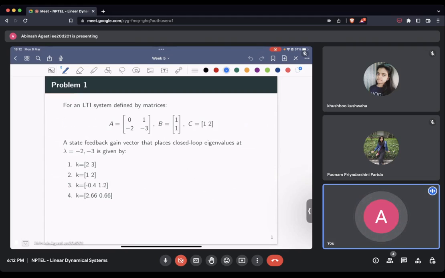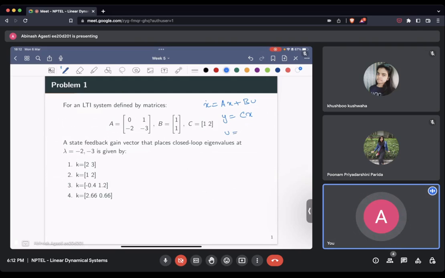So for today, the first question that we have is, I am given an LTI system with an A matrix, a B matrix, and a given C matrix. Now a state feedback gain vector that places closed loop eigenvalues at this and this. So let us just first write. So this is how we'll have an LTI system. Some state dynamics and then some output response. So now what we want to know is what state feedback gain vector.